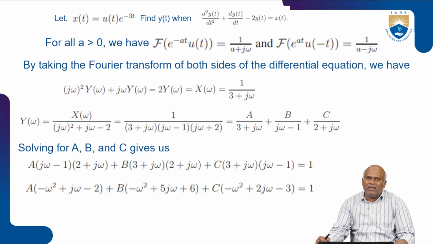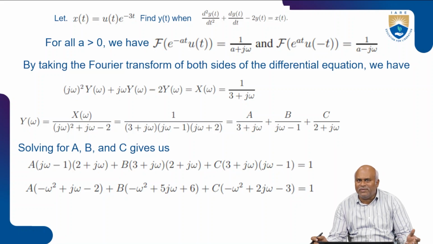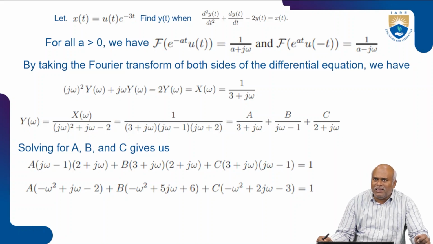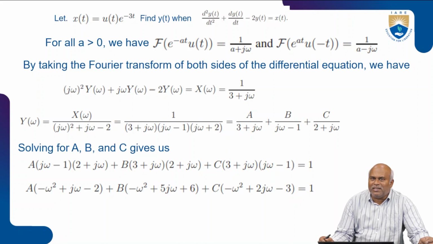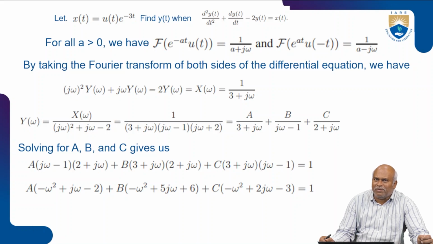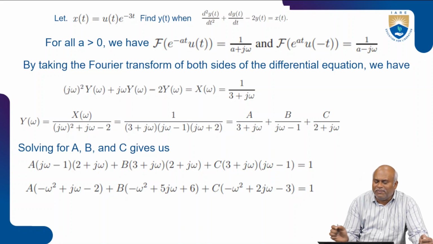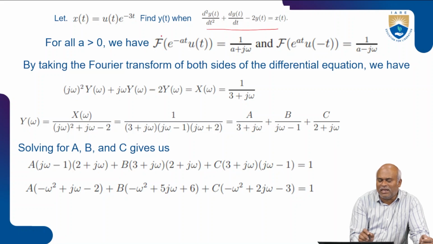Next, we take another case of the same condition. For x(t) equal to u(t)e^(-t), find y(t), where the differential equation is d²y(t)/dt² + dy(t)/dt - 2y(t) = x(t). So here they have given the differential equation and the input.